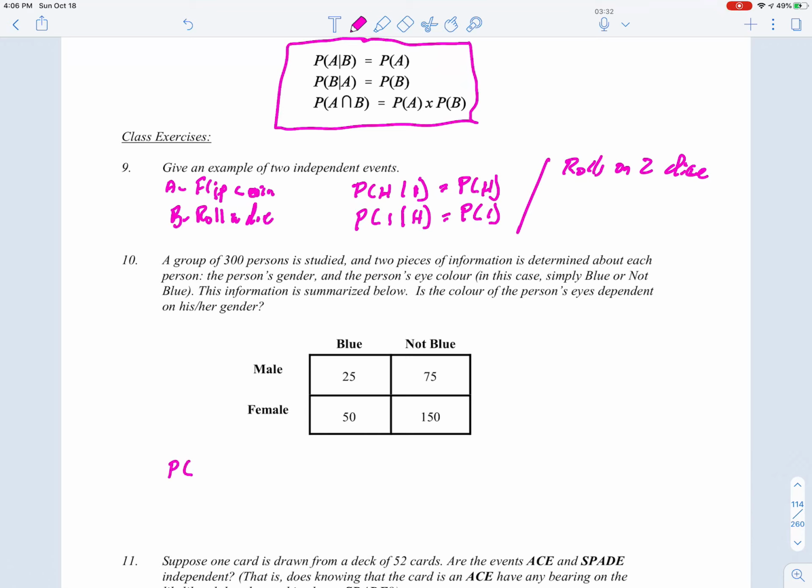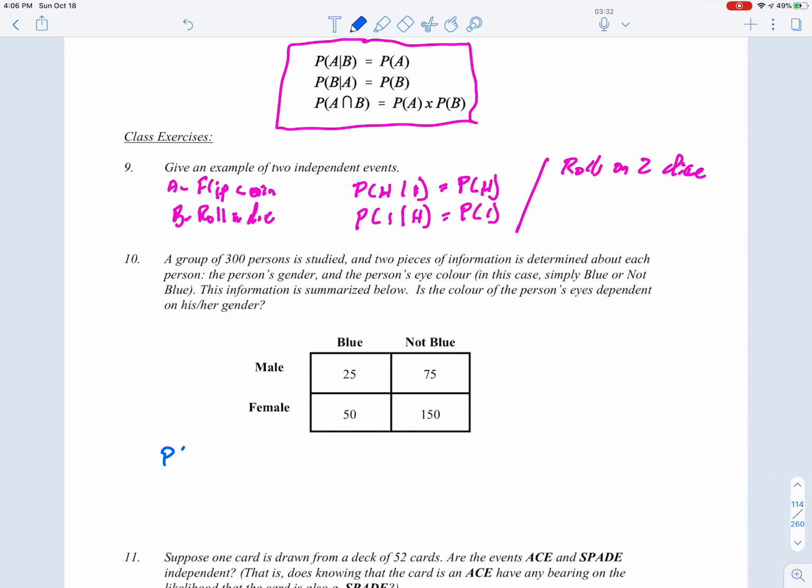So let's take a look then at the probability that a person is male, given that they have blue eyes. Let me rewrite that. And I'll change colors here too. What's the probability that a person is male given that they have blue eyes? So I'm going to take a look at this first cell right here. That should be equal to, if they're independent, simply the probability that a person is male.